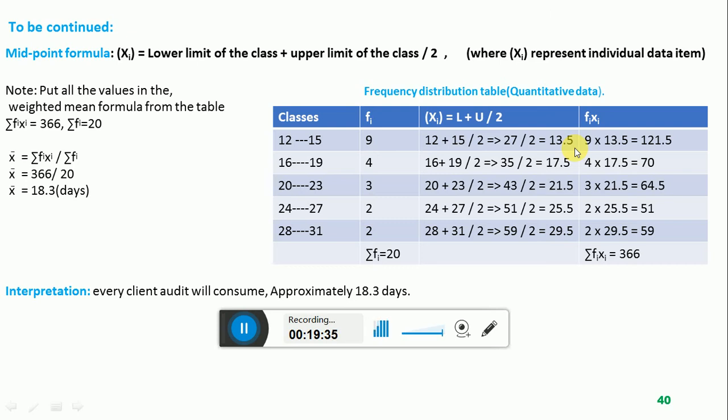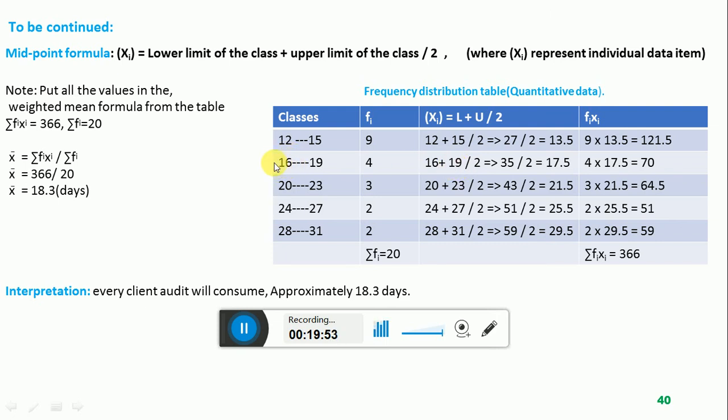So in this way, the statistician will develop the data item for each class. You can see that this 13.5 is within the range of the lower limit 12 and the upper limit 15 of the class. Now we are going to develop the data item for the second class.